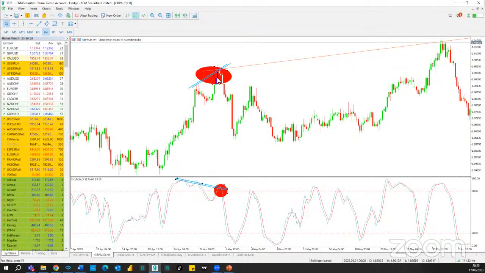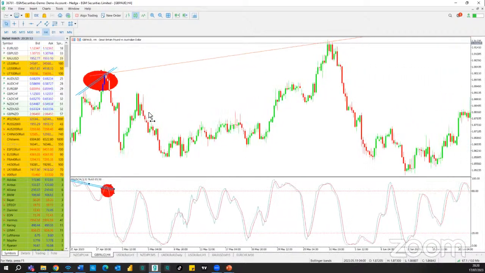So divergences will show where the movement of the price is not really in line with the momentum of the price. Remember, the stochastic will help the traders to see the speed of the price and also the momentum.